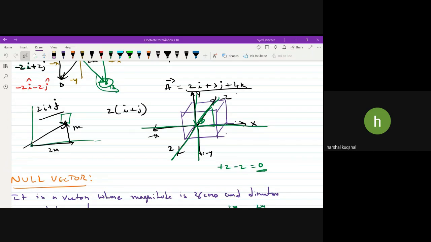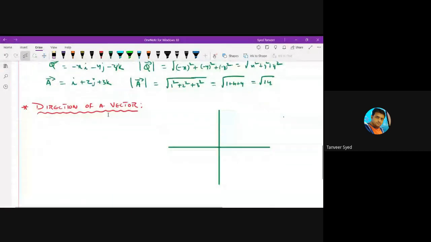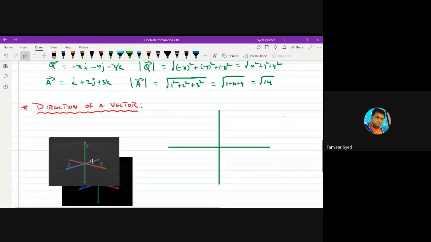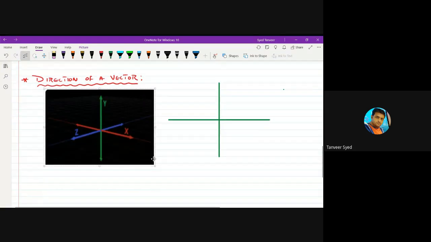Sir, into the plane and out of the plane. Into the plane and out of the plane. One minute, I can take this. Positive z-axis will be coming towards you, negative z-axis will be going away from you in the screen. Can you get some idea from this? How do the three coordinate axes look?